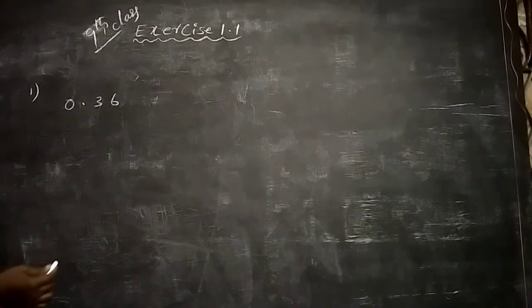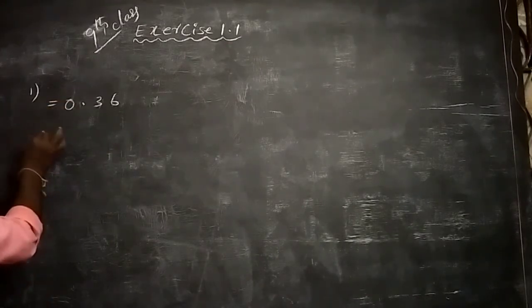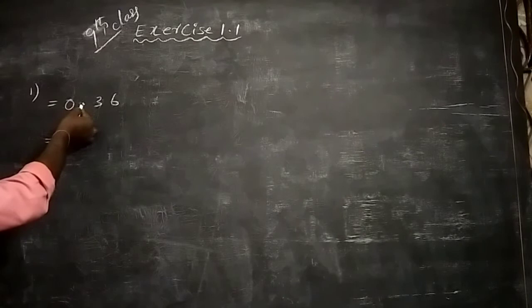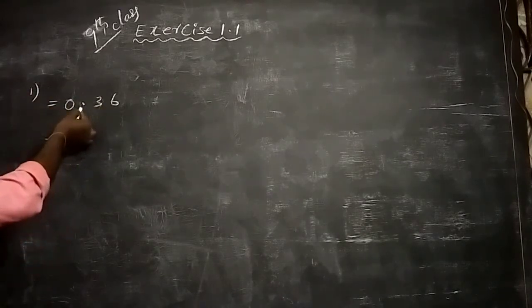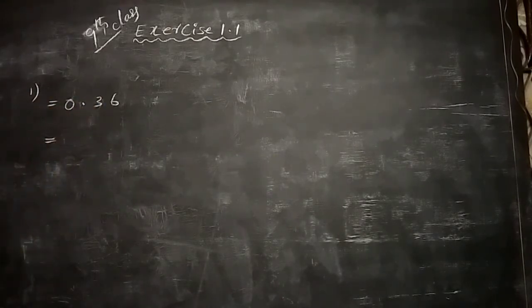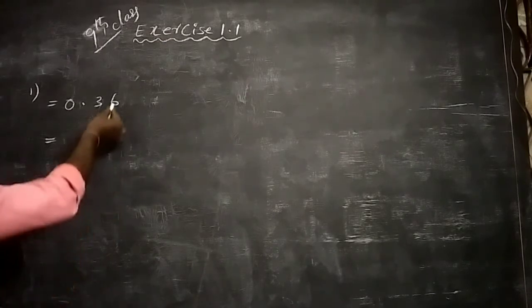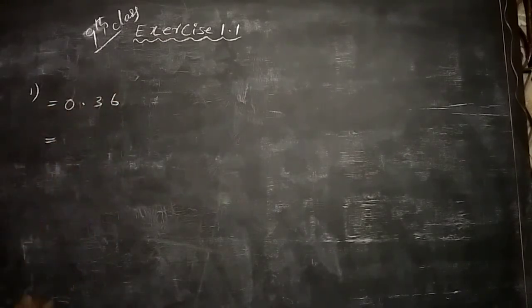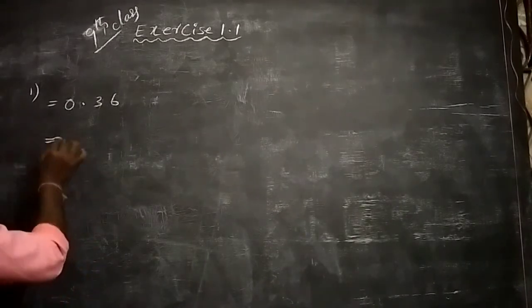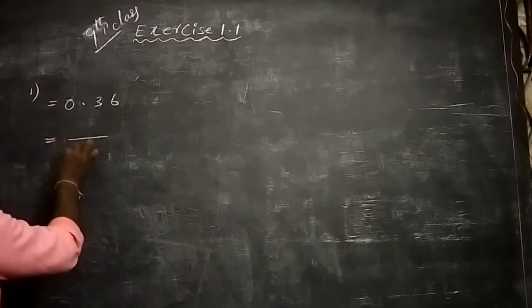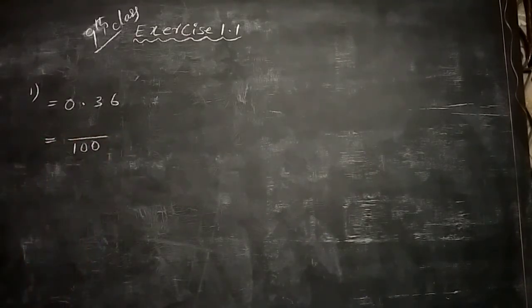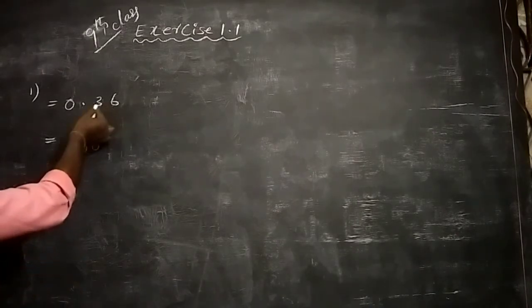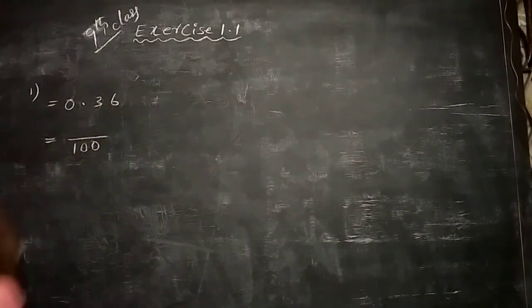How to represent? Very simple. First of all, on the right side of the decimal point, that means the decimal part, how many digits are there? Okay, 2 digits are there. First observe that one. 2 digits there means upon 100 we can write. Upon means nothing but by only, 100 we can write. How many digits? 2 digits. That's why 100 we can write.